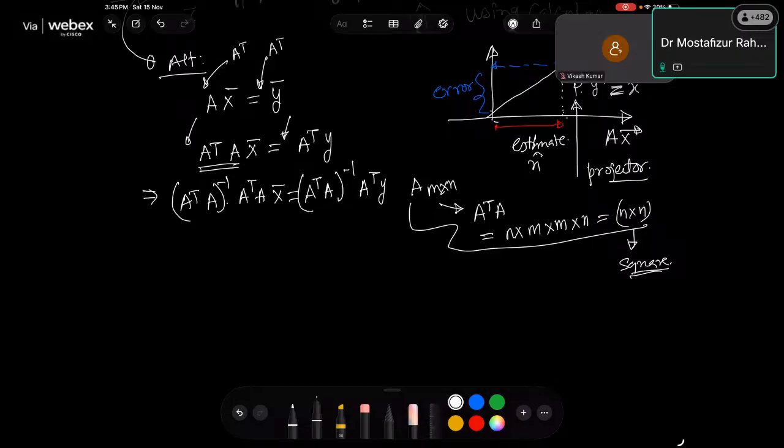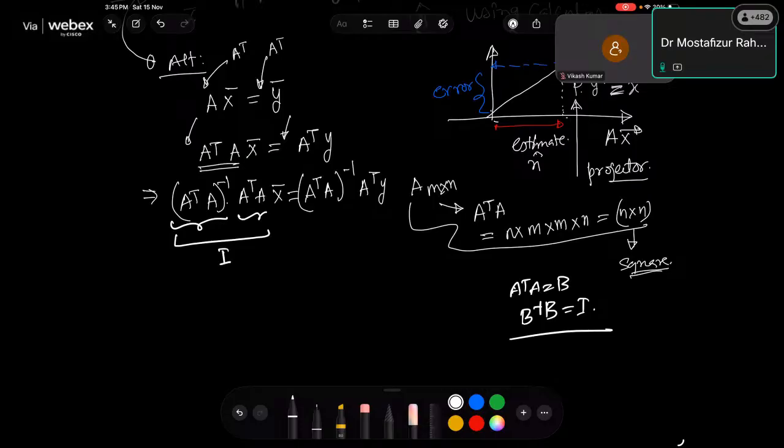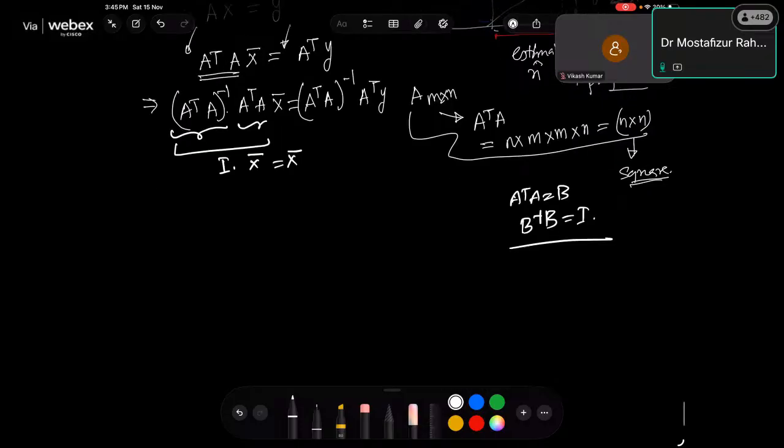Now suppose A transpose A is B. You have B inverse B, which is the identity matrix. So this entire part becomes identity, and identity times x bar becomes x bar, right? So your solution will be x hat, or x bar, equals A transpose A whole inverse A transpose y.